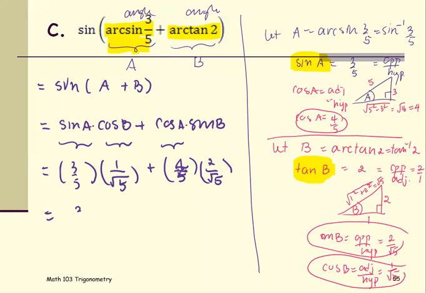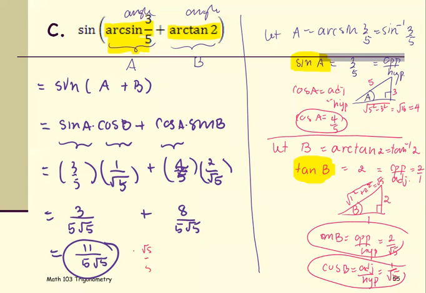The first product, we get 3 divided by 5 square root 5. The second product, we get 8 divided by 5 square root 5. Same denominator, we combine the numerators to get 11 over 5 square root 5. If you would like a rational denominator, you can multiply both top and bottom by square root 5 and simplify, so 11 times square root 5 divided by 5 times 5, which is 11 square root 5 divided by 25, as another form of the solution.